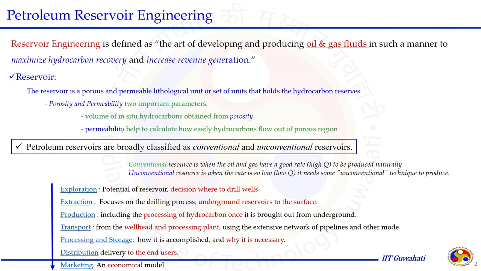Once the production starts, the fluid comes to the surface and goes through several process units like the separator and refining. Transportation from the wellhead and processing unit uses an extensive network of pipelines and other modes, as the crude oil or the natural gas needs to be transported. Further processing and storage facilities need to be installed. And finally, this is the distribution of the crude oil to the end user. And of course, all these models should operate in a marketing manner which generates profitable revenue.